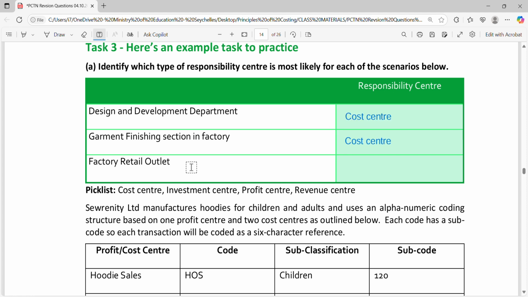And lastly, we have the factory retail outlet. This is the outlet of the factory that sells the products. At this one, they generate revenue from the sale of the product, but they also incur costs in terms of the space they are using, the staff, the utilities, and even management of the inventory they are selling. So they incur costs and they also generate revenue. So this one would be a profit center. Good, perfect.